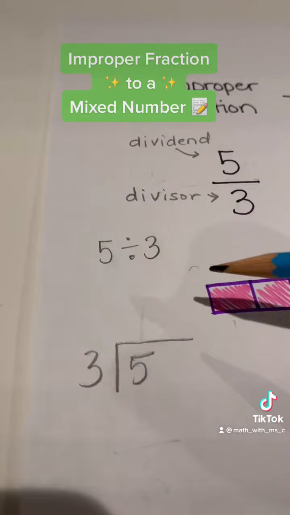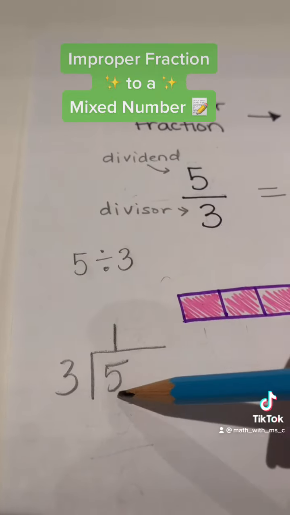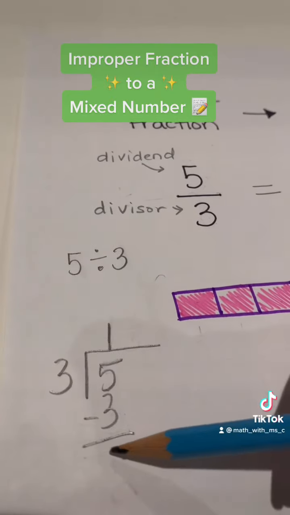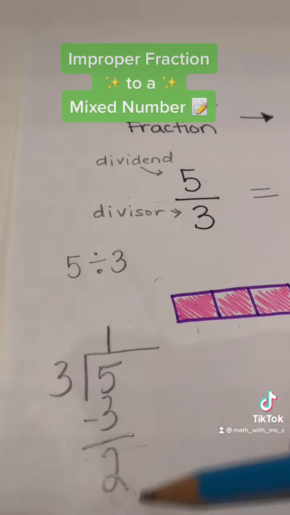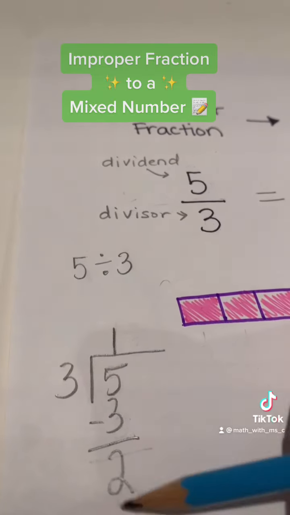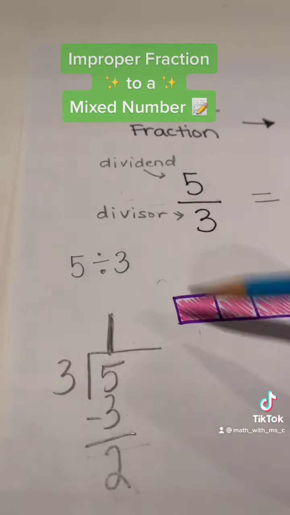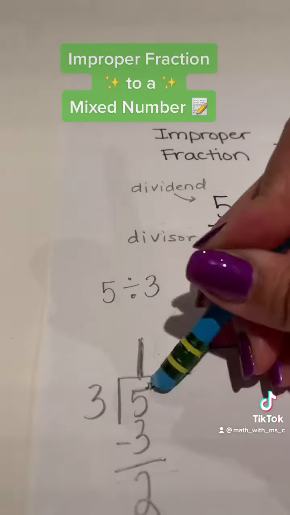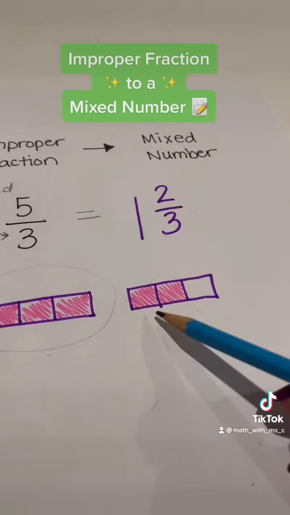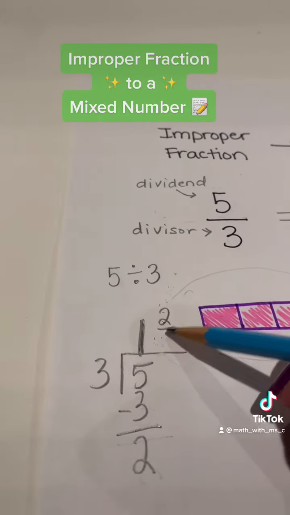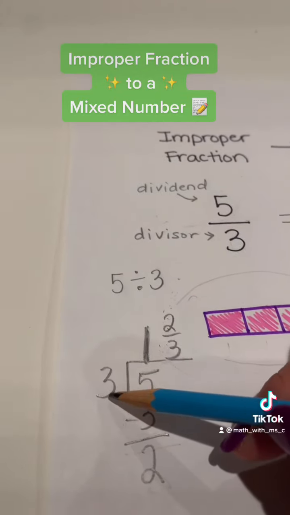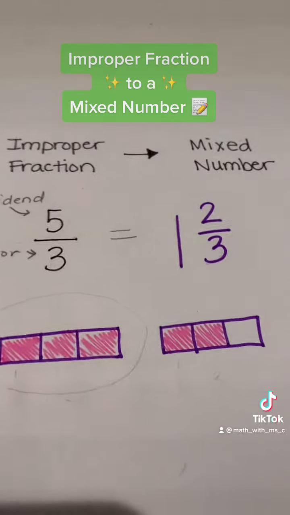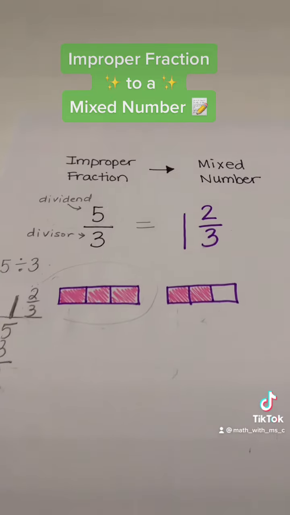So now let's divide this. 3 goes into 5 once. And then 5 minus 3 is 2. Now that remainder is less than the divisor, so that works. That 1 actually represents the one whole in our answer. And then the 2 represents the 2 1/3 pieces that are left. So that divisor is what our denominator is. So that's why 5/3 equals 1 and 2/3.